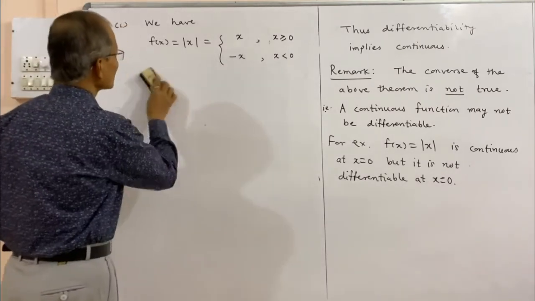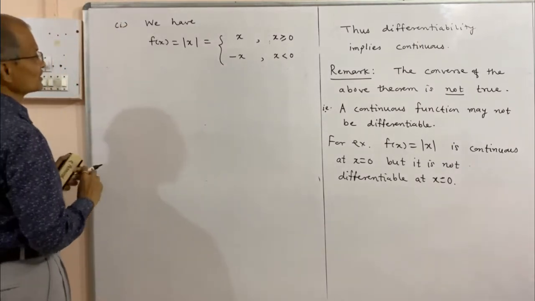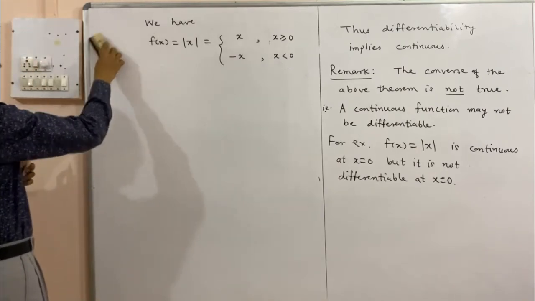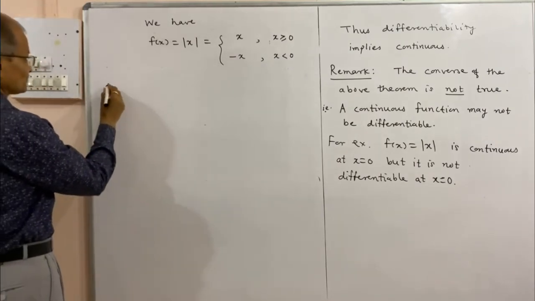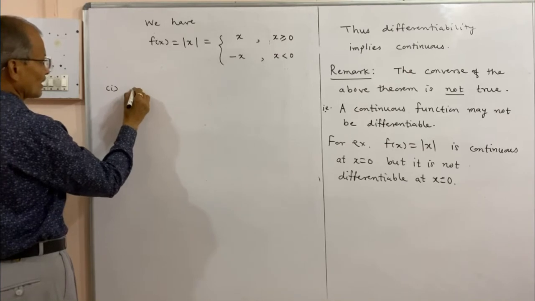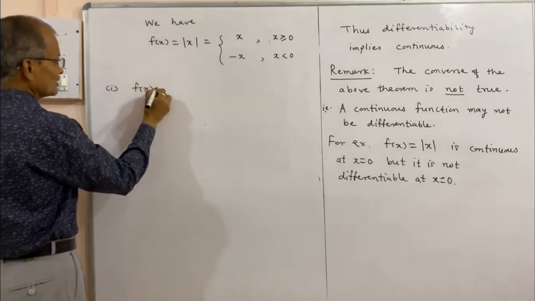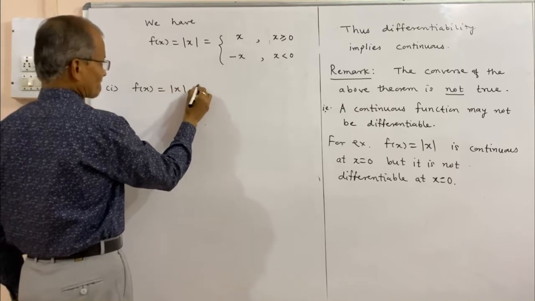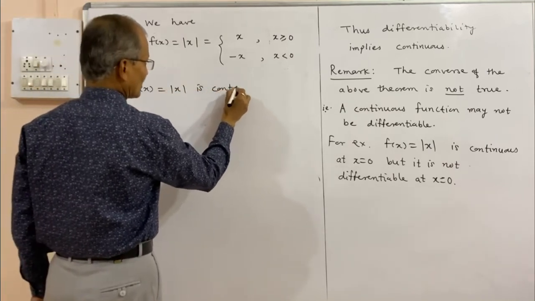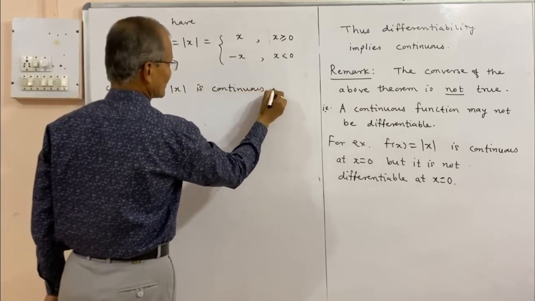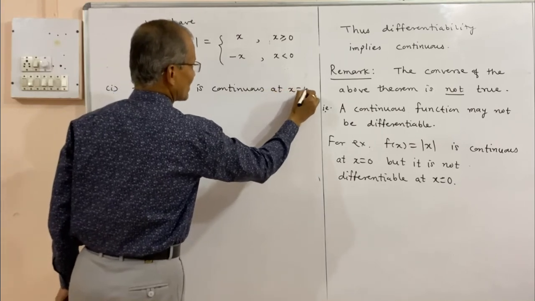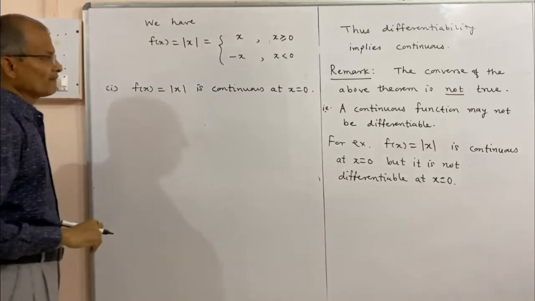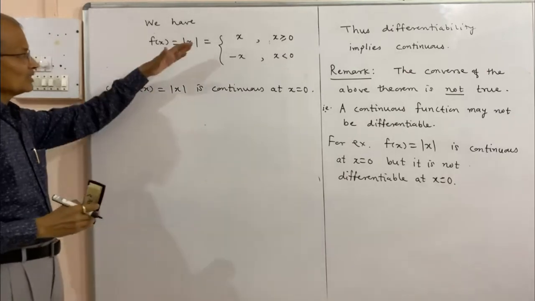Now we shall consider that f(x) is continuous at x is equal to 0. First thing, f(x) is continuous at x is equal to 0, because the function is defined in two ways.